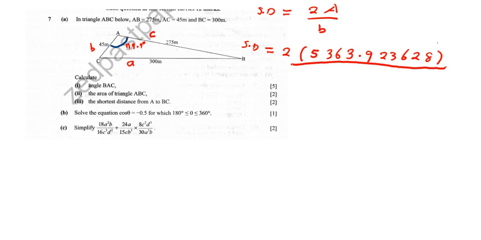So when you go to our diagram here, our base will be our A, which is 300, because the base most of the time is the longest distance. So 300 is our base. So we say over 300. So SD is equal to, so you multiply 2 times 553.923628.